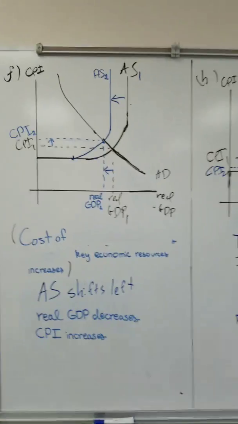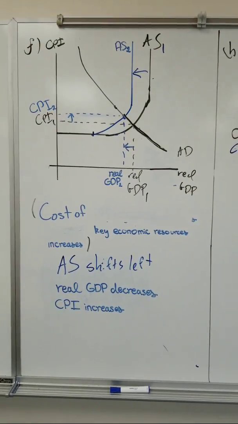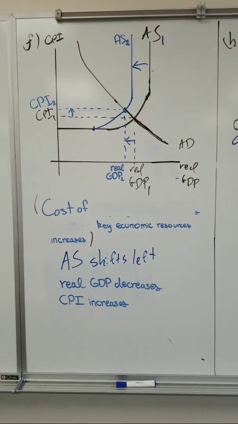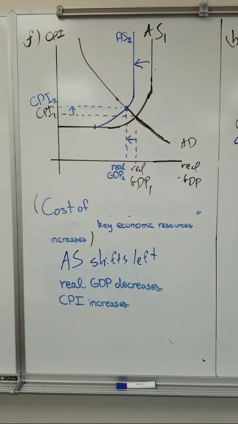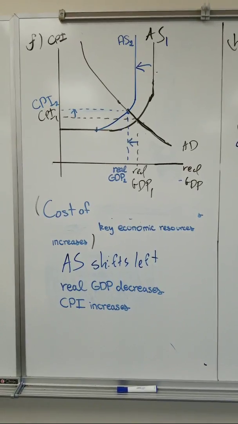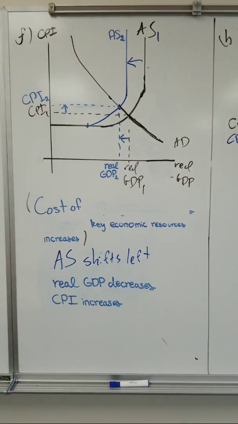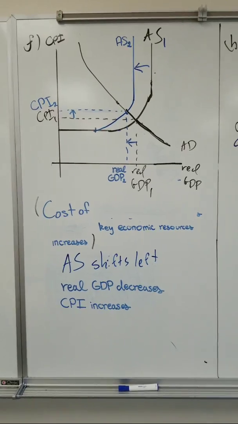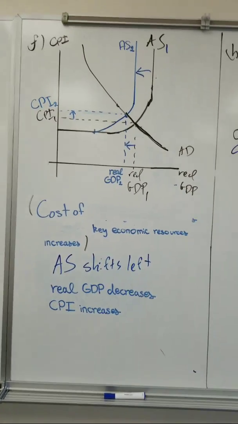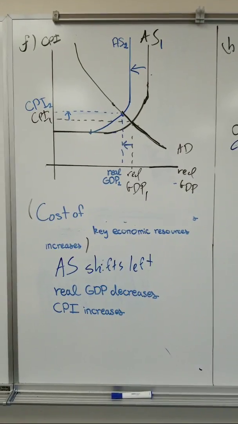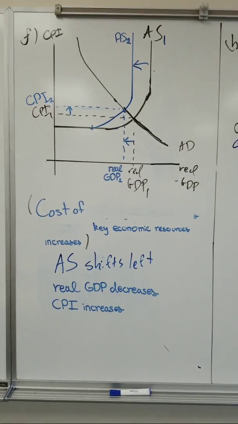Moving on to problem 4, part F. We're starting in the intermediate segment again. Remember, black is starting position, blue is later position. The cost of employing nurses and orderlies and lab techs and doctors in hospitals and medical clinics are going up. When that happens, that's an increase in the cost of a key resource, which means there's less production. The classical segment, which is vertical, shifts left. The intermediate segment, which is upward sloping, shifts left.